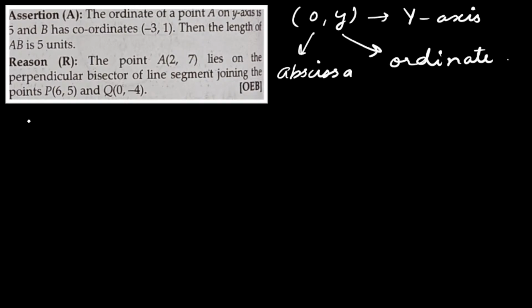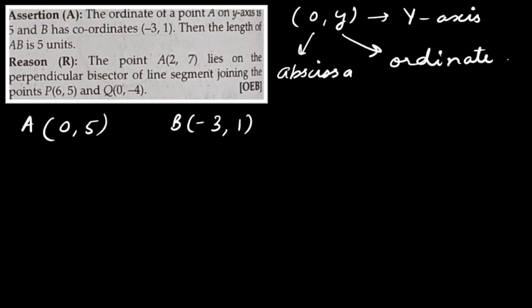So here they are telling the ordinate. Ordinate is the y point only. Like I told you, the x point is known as abscissa and the y point is known as ordinate. So the ordinate they have given. That means point A's coordinates are 0, 5, because the ordinate of point A on the y-axis is 5. Because they are talking about the y-axis, x is 0 and y's value they have given to us, and B's coordinates they have given to us as -3, 1.